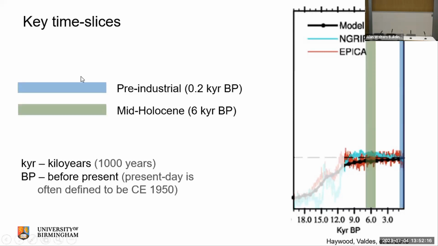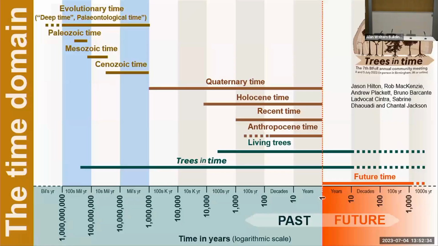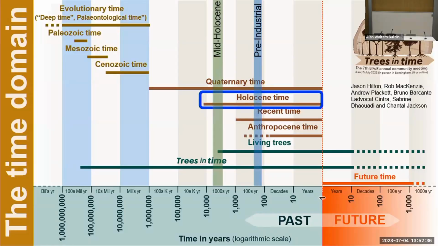In the rest of the talk, I'll be focusing on a couple of time slices, which I've just highlighted here. So the green one at 6,000 years ago is the mid-Holocene. And if I say kiloyear BP, I mean thousands of years before present. And then the blue one is the pre-industrial, so roughly 200 years ago. And I can put those on the slide that's been prepared by Jason and everyone else. So there's the mid-Holocene, 6,000. There's the pre-industrial, and here's the Holocene highlighted here.